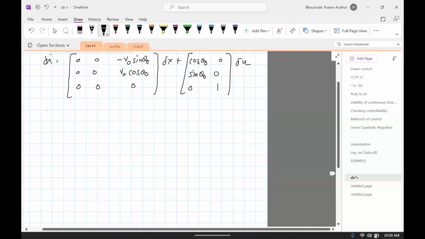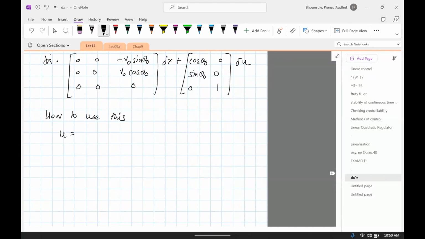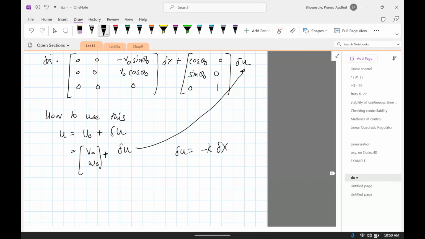And note how to use this. The u, the total control, would be u0 plus delta u. In other words, this would be v0, omega 0 plus delta u, whatever comes from this controller, where delta u equals minus k delta x. This part comes from LQR or pole placement. But the first part comes from whatever you had for the nominal control. And this u goes to the diff drive car.